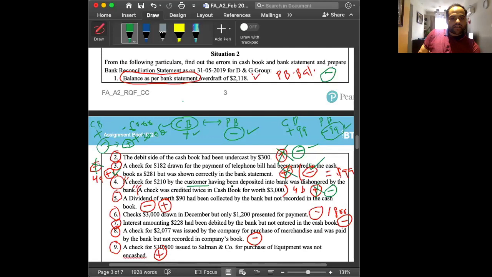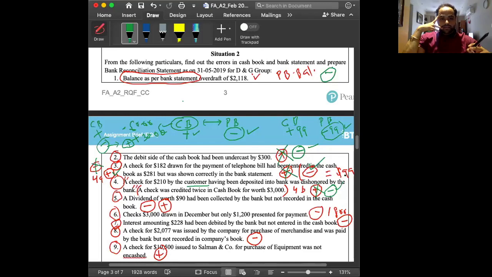4B, a check was credited twice in the cash book for worth of 3,000. As I said, we minus two times in the cash book, but we were supposed to minus just one time, and by mistake we minus two times. So in order to be equal, we will add 3,000 back to the cash book balance, which means we minus as per passbook balance. So that's why minus. All right? Is it okay? Okay.